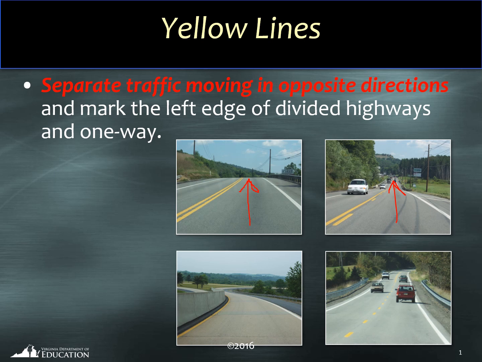Now, in this bottom left picture here, even though there is a jersey wall, a barrier, the yellow line is still on your left. Okay, because again, regardless whether there's a barrier or not, a median or not, the yellow line separates traffic moving in opposite directions.